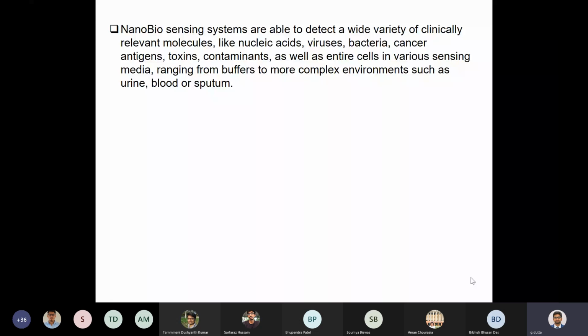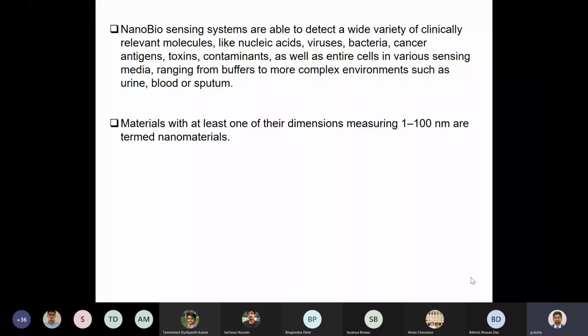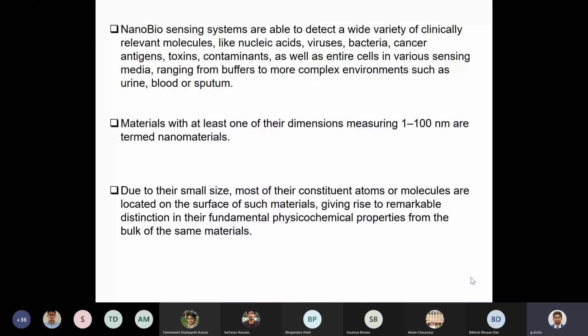So nanomaterial means the size or dimensions should be within 1 to 100 nanometer, very small. Due to their small size, nanomaterials show very unique behavior.